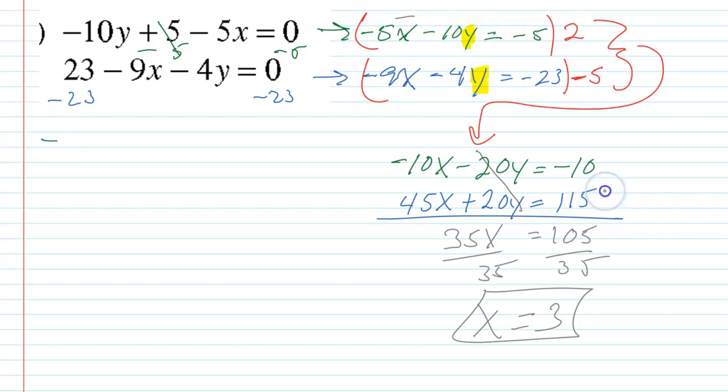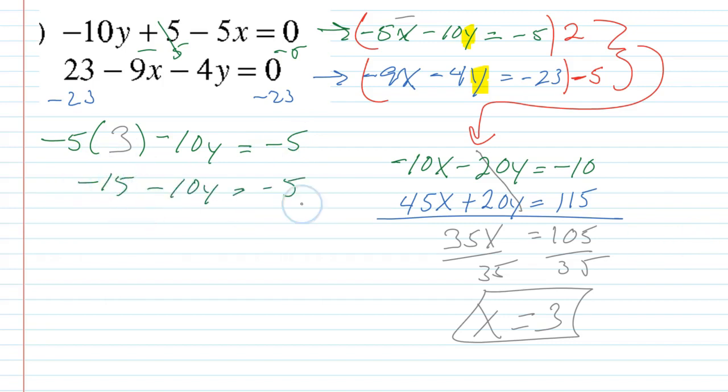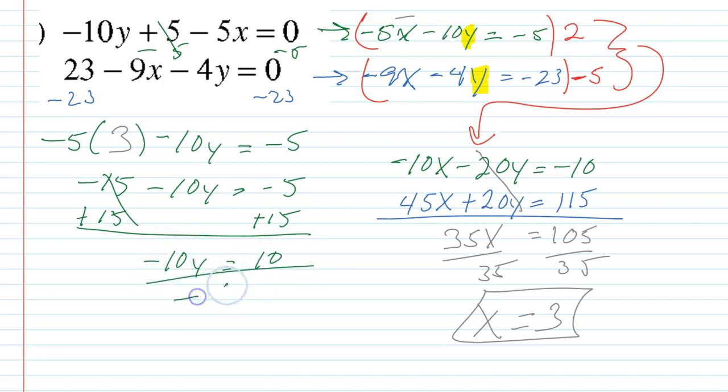So I have negative 5 times, we always substitute using parentheses, 3 minus 10y is equal to negative 5. Negative 5 times 3 gives you negative 15. In order to get the 15 on the other side, I do the opposite, which is adding. Negative 10y is equal to 10. Divide both sides by negative 10. y is equal to 10 divided by negative 10, which is negative 1. My final answer always needs to be in an ordered pair. That gives me (3, -1).